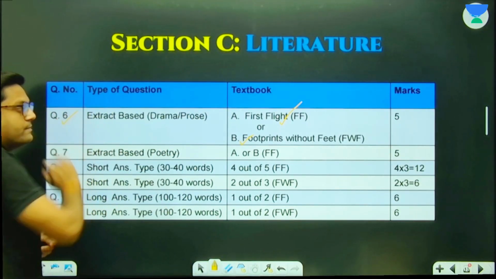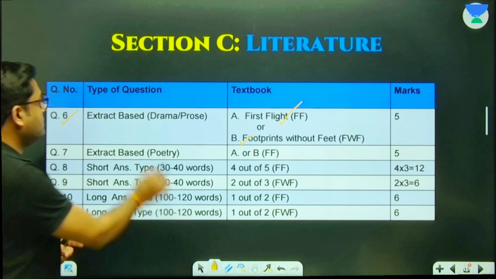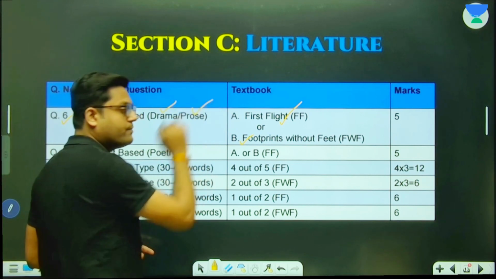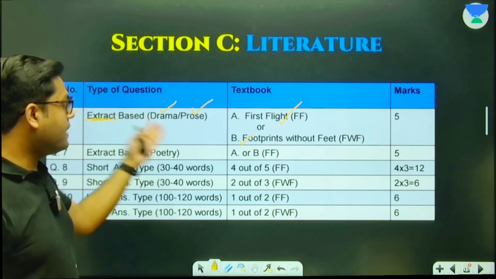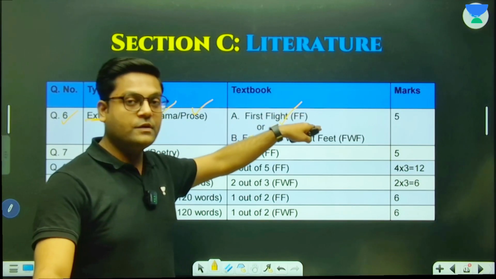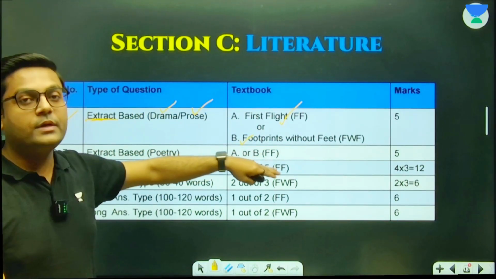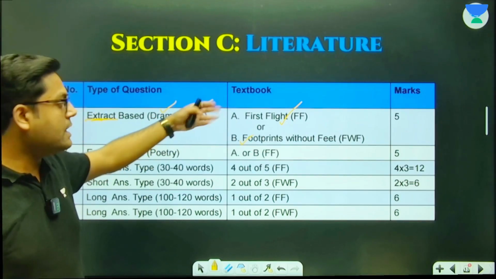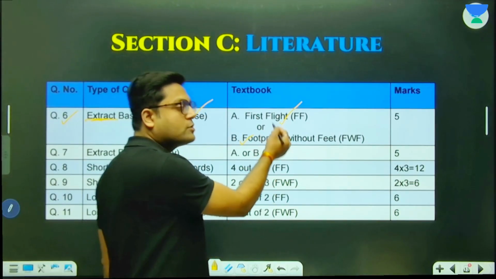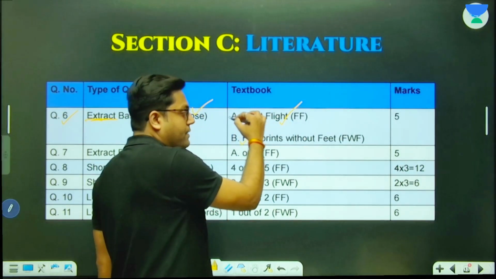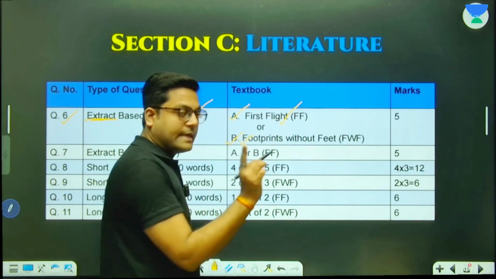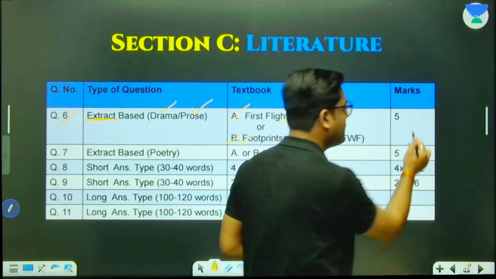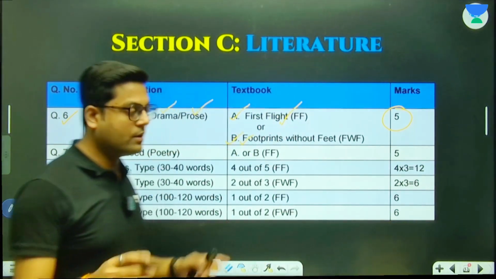So question number 6 of the literature section is based on extract. Now this extract is going to be from drama or the prose, out of which आपको उसको attempt करना है. There will be 2 questions, one from First Flight and the other one from Footprints Without Feet. 2 extract आपको given होंगे from the drama and the prose, मतलब एक story आपको given होगी basically, उसके basis पे आपको उसको answer करना है. Now आप either first one attempt कर सकते हैं or the second one. Each question carries 5 marks, तो आपको जो भी question आप attempt करेंगे उसके लिए 5 marks awarded होंगे, right?